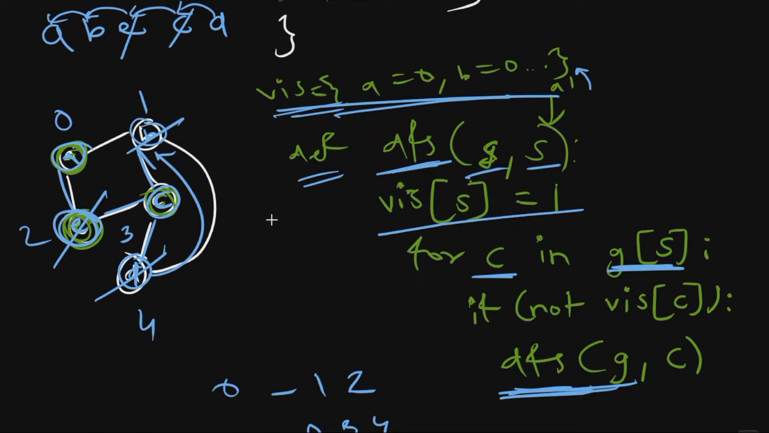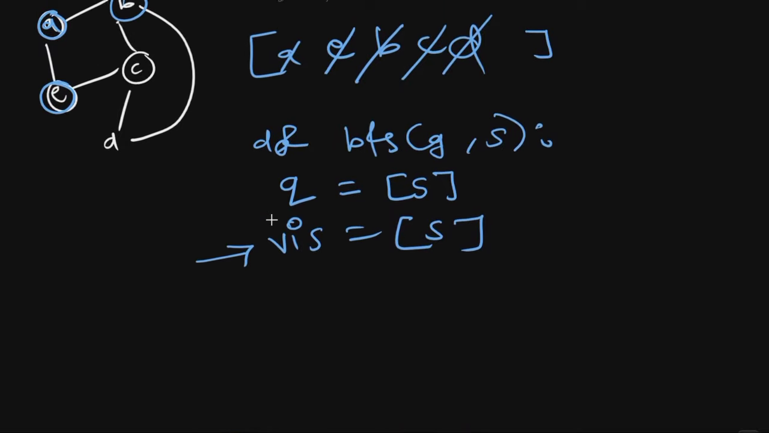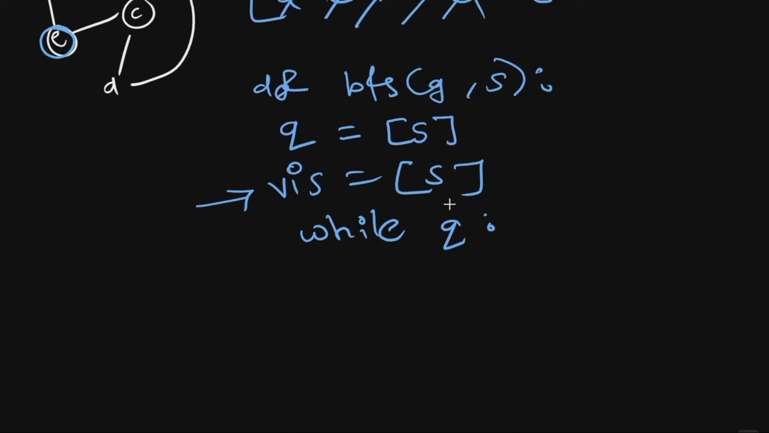So here we can use a stack and we can use last in first out. But here, as we need first in first out, we will use a queue. So we will be starting with this queue and visited. Then, while the queue is not empty, or we can directly write while queue, for each element in the queue, we will remove the first element.